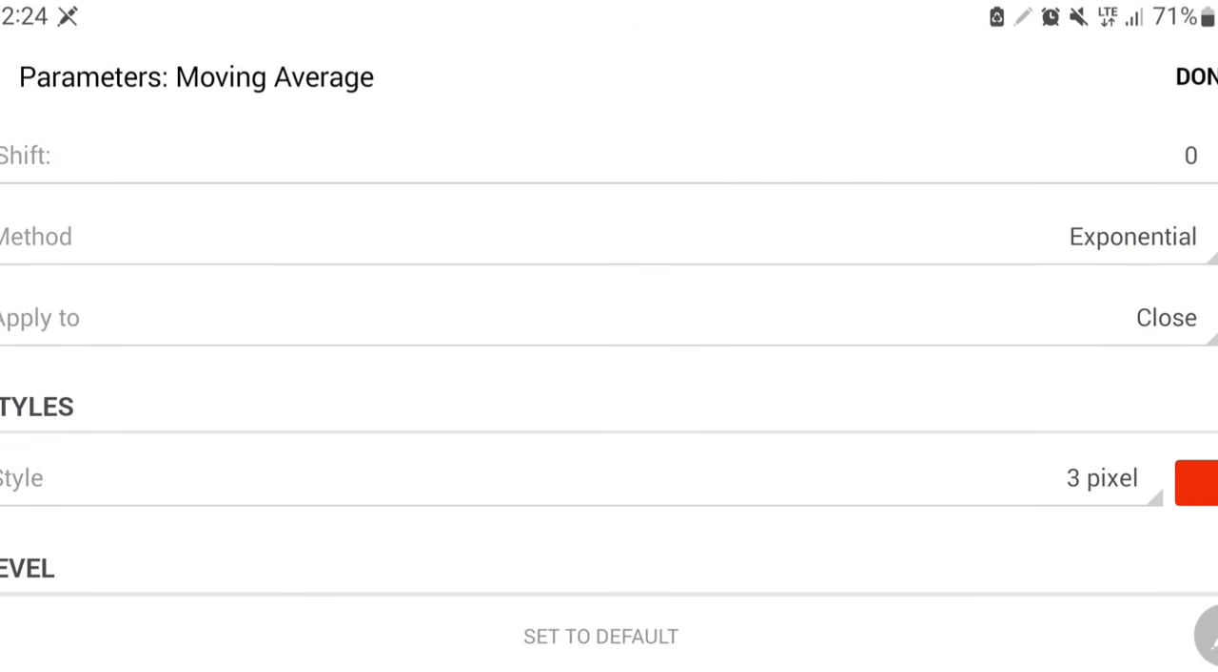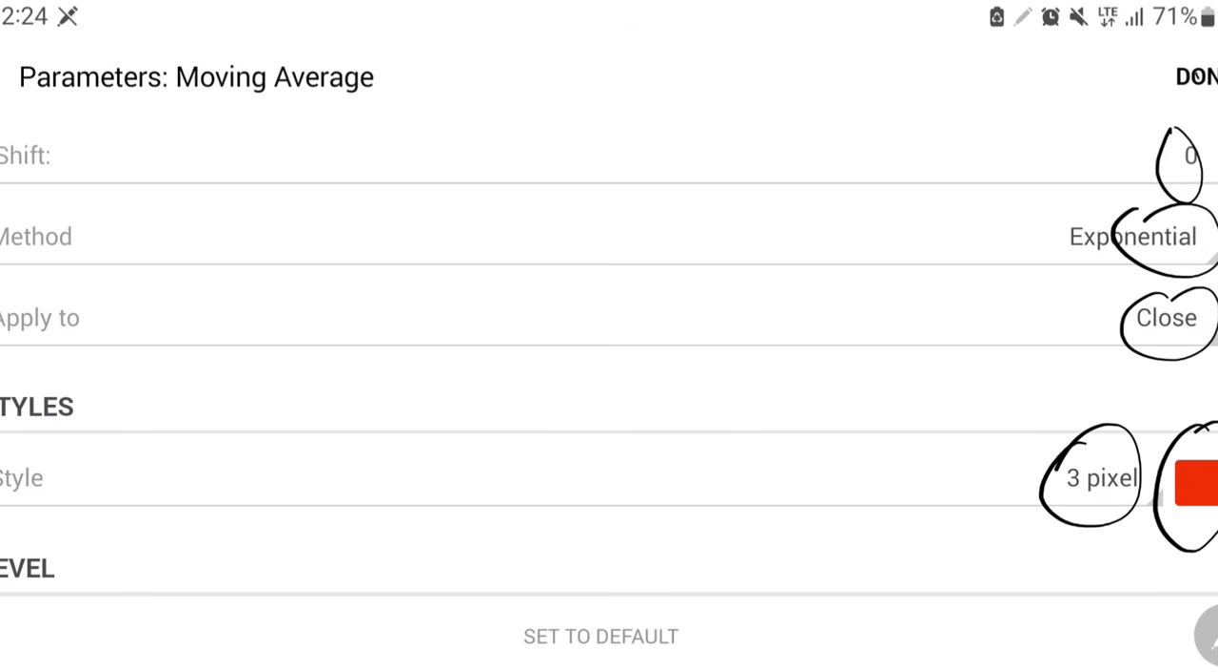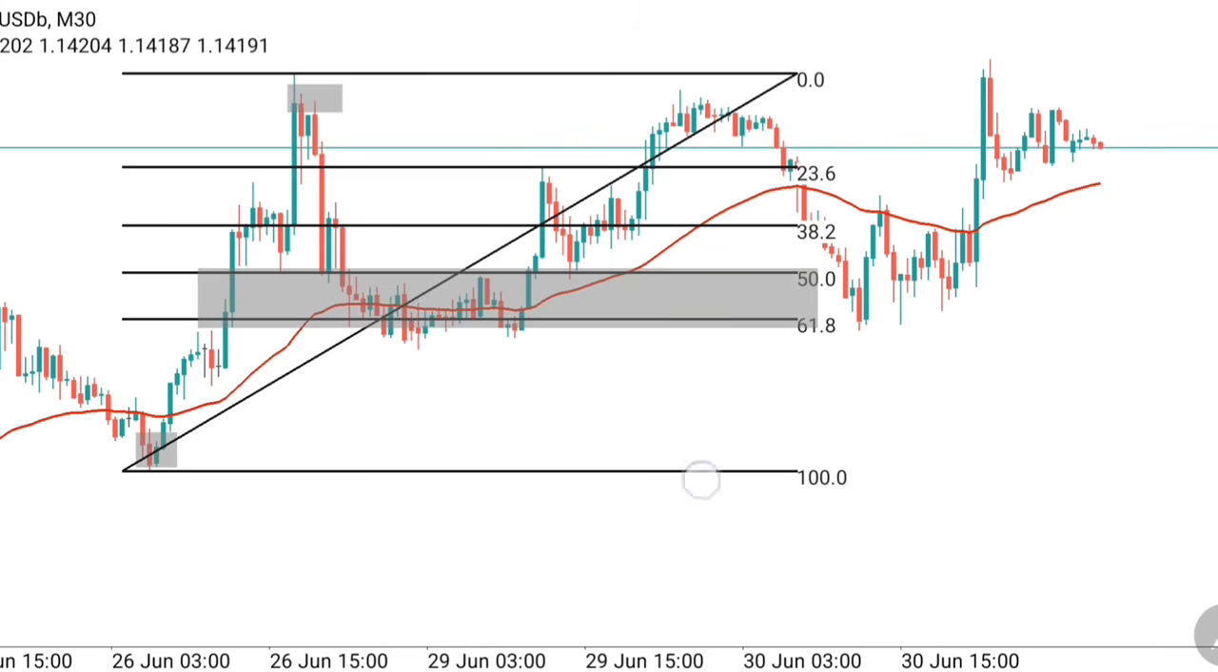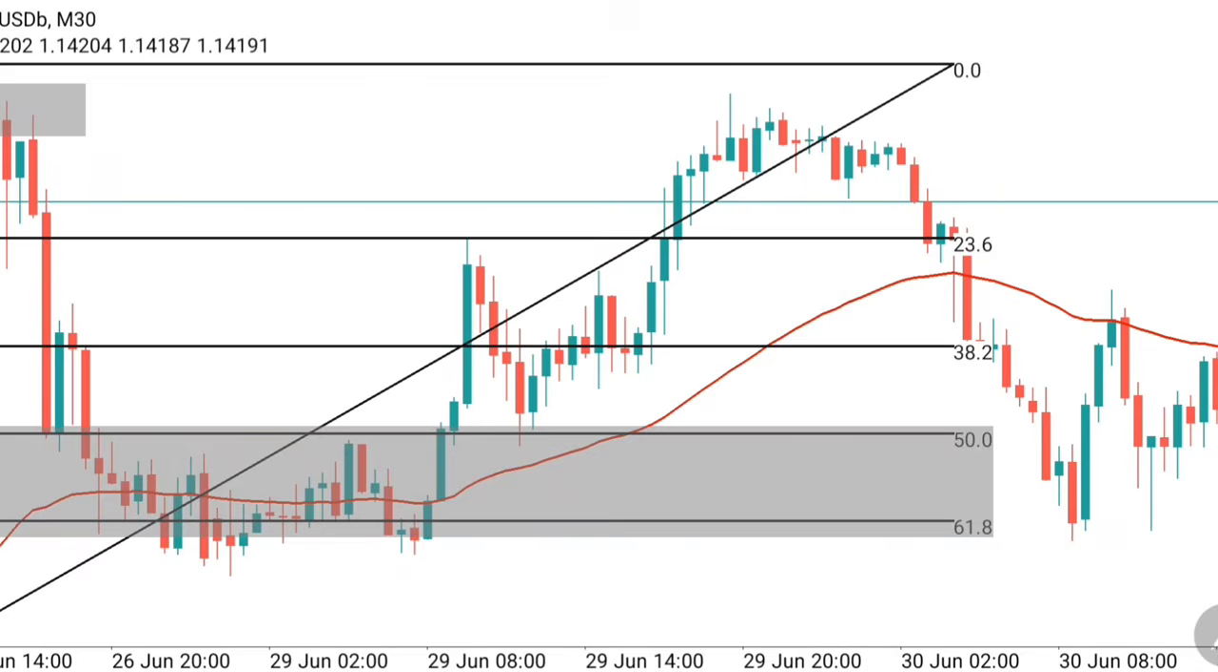The shift will be 0. Exponential will be the method. Apply to close. Style will be 3 pixel and red color. You click on done. When you click on done, you can see that the EMA has been applied to your chart.